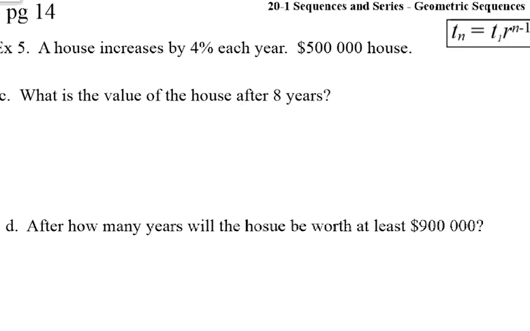So that's a little tricky with these. Now the second part to this, what's the value of the house after 8 years? Well, again, we have to be careful what we're using, because what do we know? We know that term 1 is 500,000. We know that our R value now is 1.04. But the question is, which term do we want?